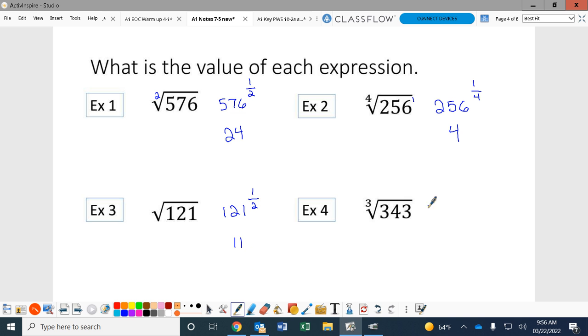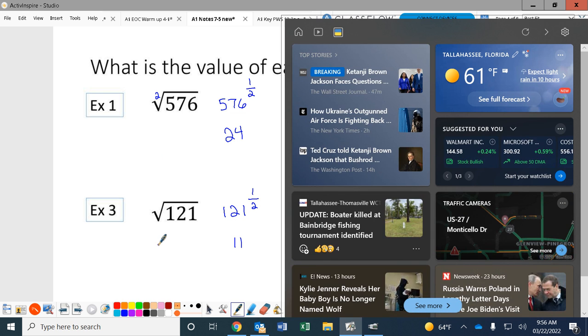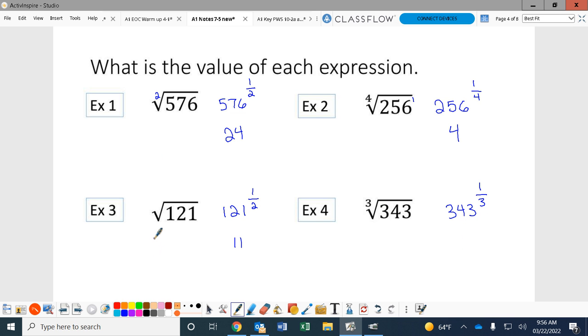Okay, last one. 343. What would the power be on 343 as a fraction? 1/3. And then type that in on the calculator. What is 343 to the 1/3? Just 7? Okay, perfect. There we go.